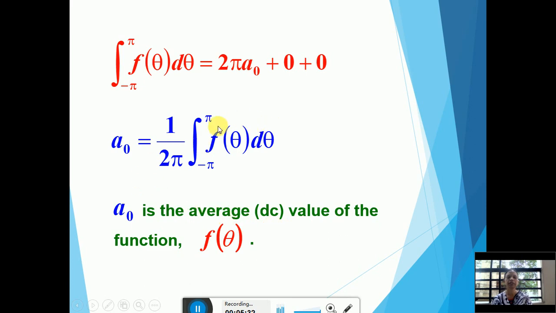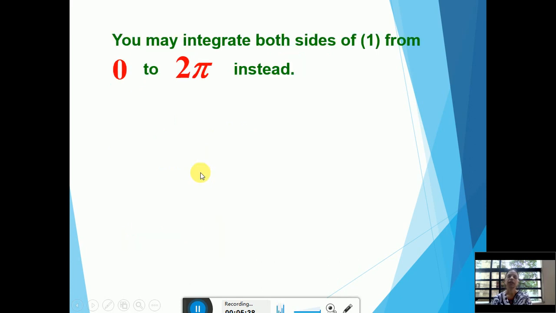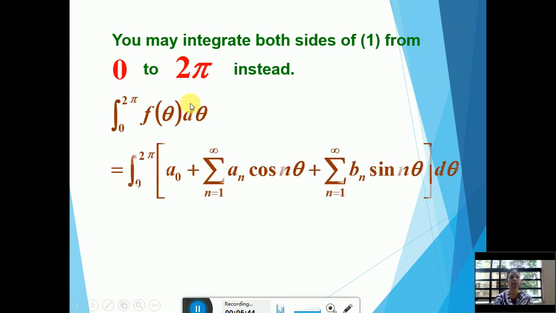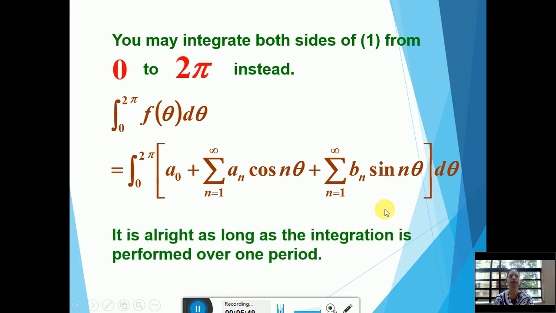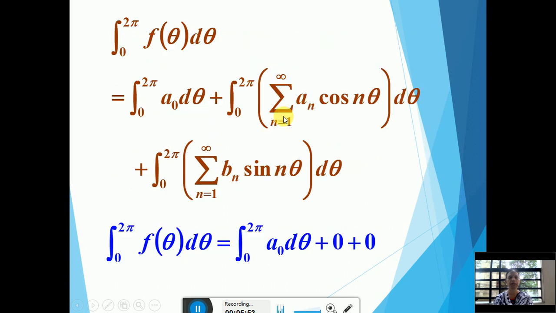So a0 therefore is nothing but the average value of this function over the interval between minus pi to pi. Minus pi to pi is also equivalent to integrating within the limits from 0 to 2 pi. So if you write this, it becomes like this. It's valid as long as integration is performed over one period, so you can replace it. This is what you are getting, 0 to 2 pi of this, 0 to 2 pi of this. This is 0, this is 0.